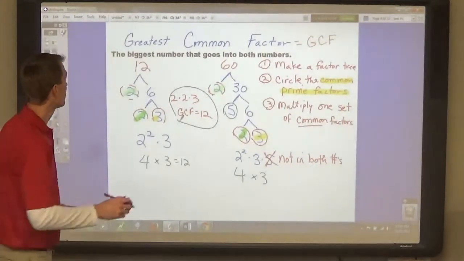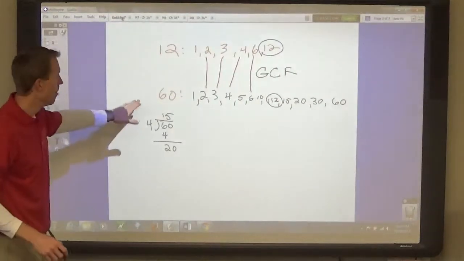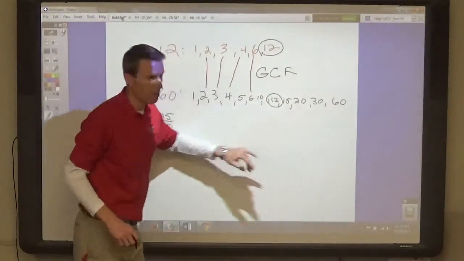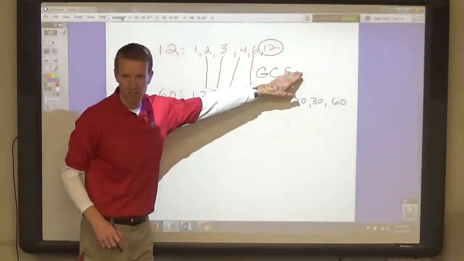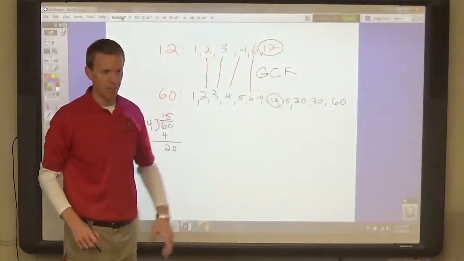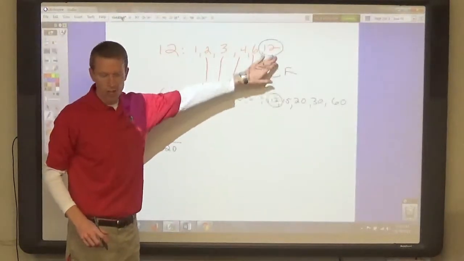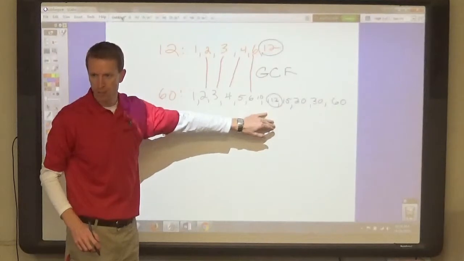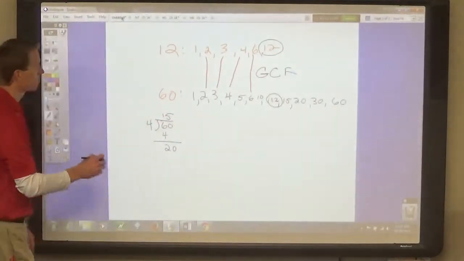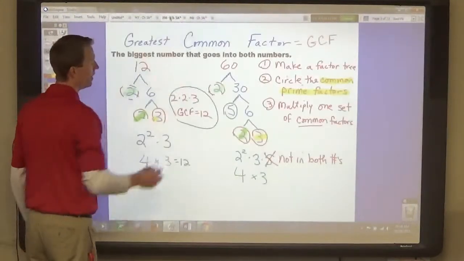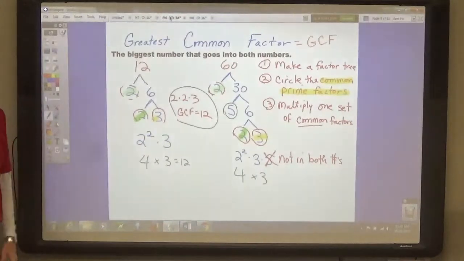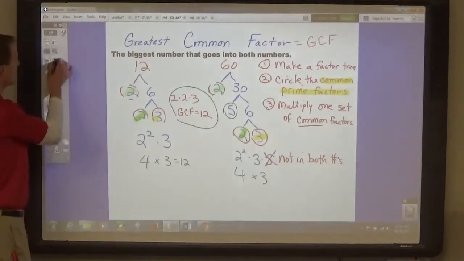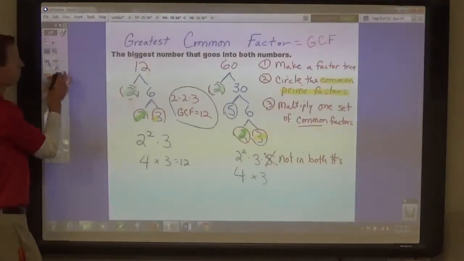And that was a lot simpler than making the list of 60 and making the list of 12 and then finding the greatest common factor. Now, you can do that. There's nothing wrong with that. But this way is a little easier. Okay? Let's go through some more examples.